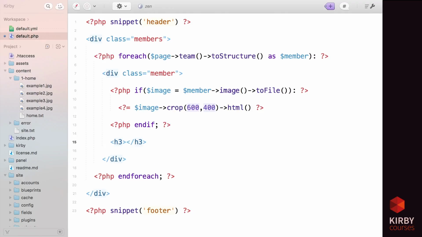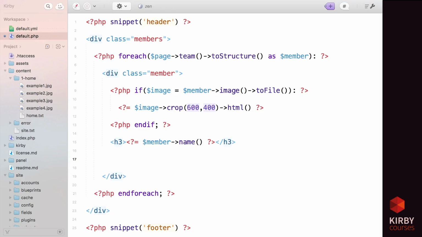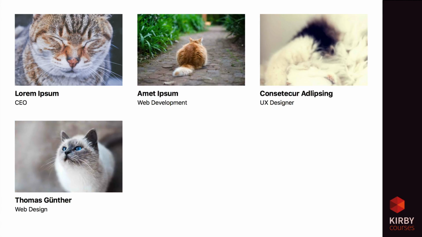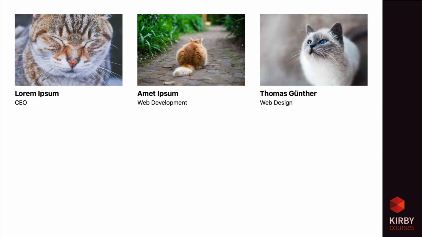Let's move on to the name and put it in a headline. Nothing special to see here, we just echo the field value. The position will be wrapped in a span element, and let's just do the same thing we did with the name. Great, now our template is ready too. Now you can add, reorder, remove or change team members in a super easy way.